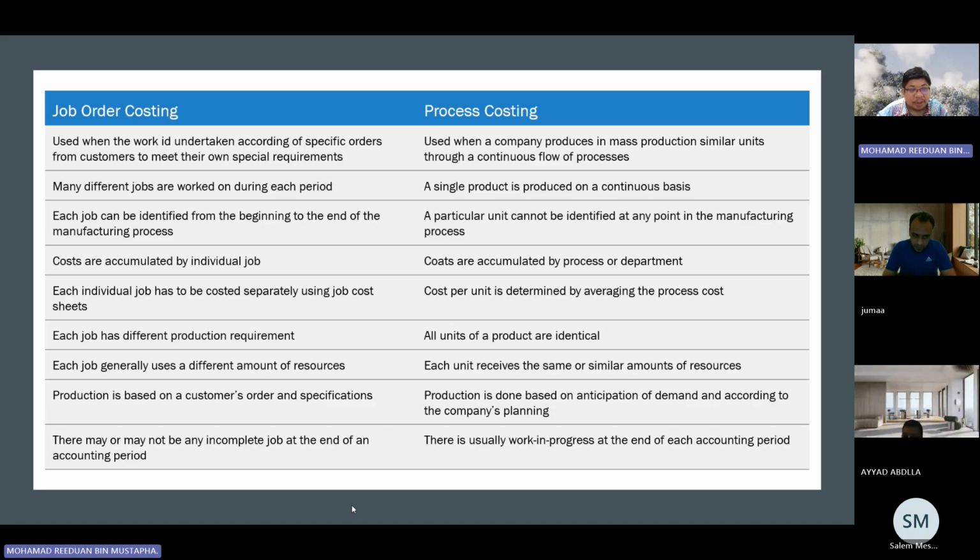And last but not least, for job order costing, there may or may not be any incomplete job at the end of an accounting period. But in process costing, there is usually work in progress at the end of each accounting period.